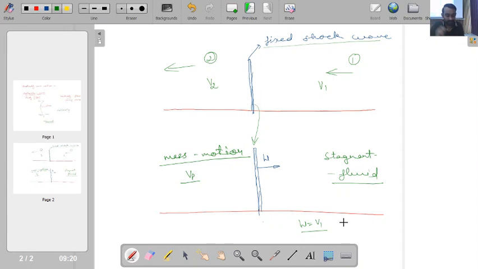In that case, when this wave is moving, it will be imparting certain velocity to the fluid through which it has passed, and this fluid will also have a tendency to move with velocity vp towards the wave side only. So this fluid will also tend to move in the direction of the wave only. That is something which happens.